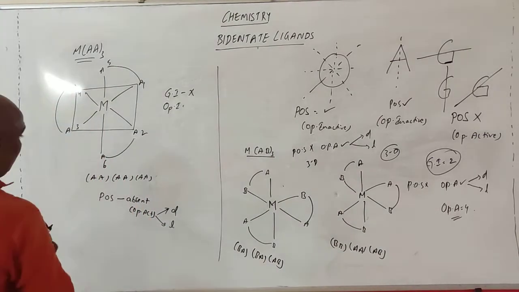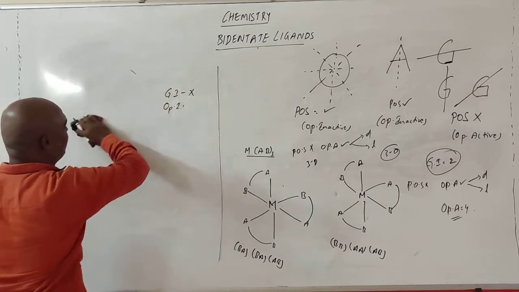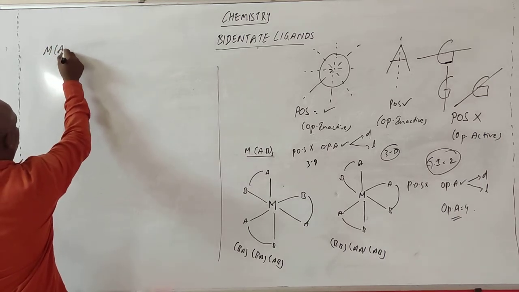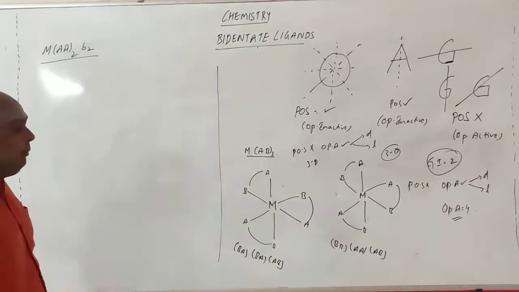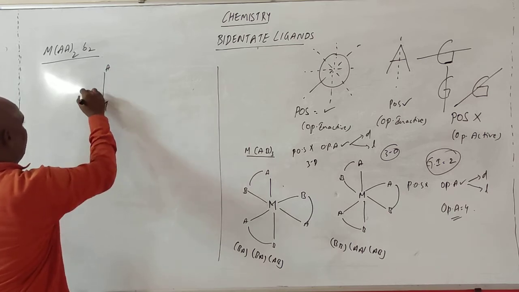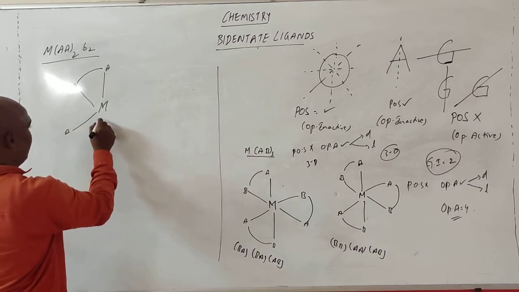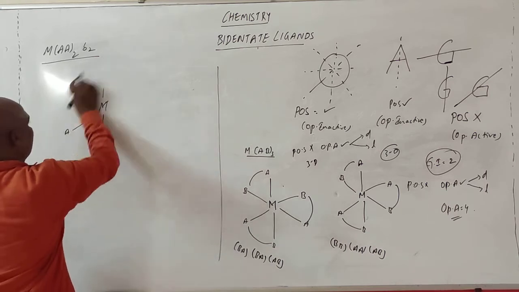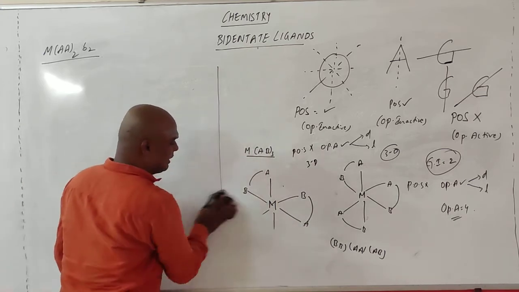Let me take one more molecule. Try to find it by yourself, if it is possible. So the next molecule is MA2B2. Like this, MA2B2. I am taking the second molecule like this. These two go like this. Next is A. I am drawing this also so that you will have one clear idea.